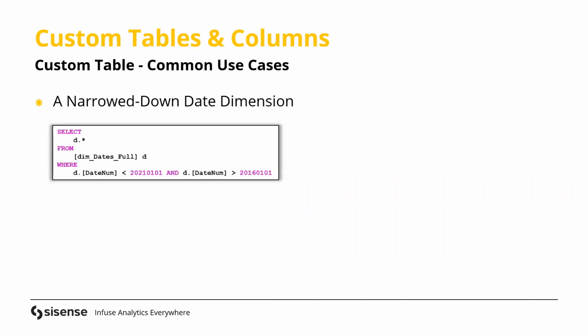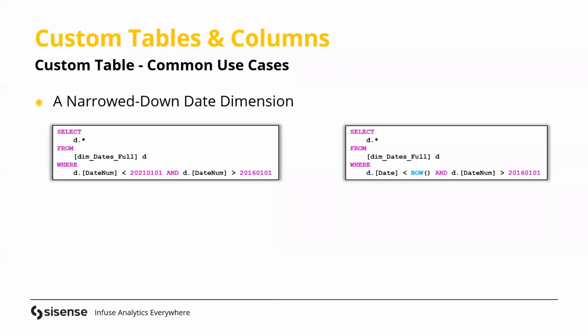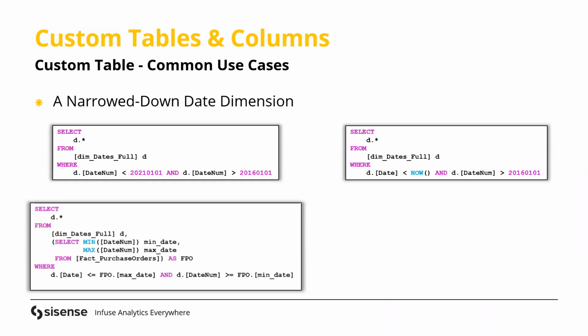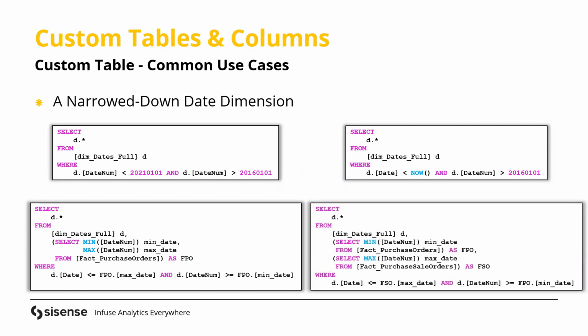The following custom table is an example for how to narrow down a date dimension. As the default date dimension ranges between 1950 and 2050, we might want to narrow down. For example, the first example shows that we narrow down the date dimension by using a fixed date range. In this example, we narrow down the date dimension by using a fixed start date. In this example, we narrow down the date dimension by using a dynamic start and end date using the data in the table. In our last example, we narrow down the date dimension by using dynamic start and end dates from data from multiple tables.